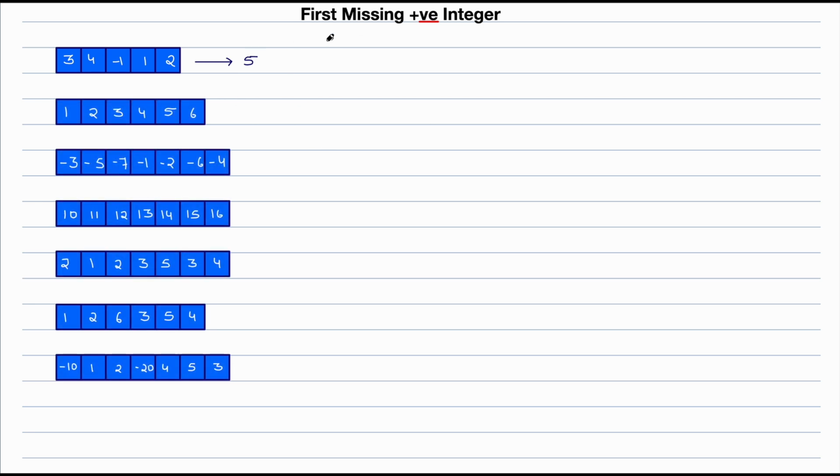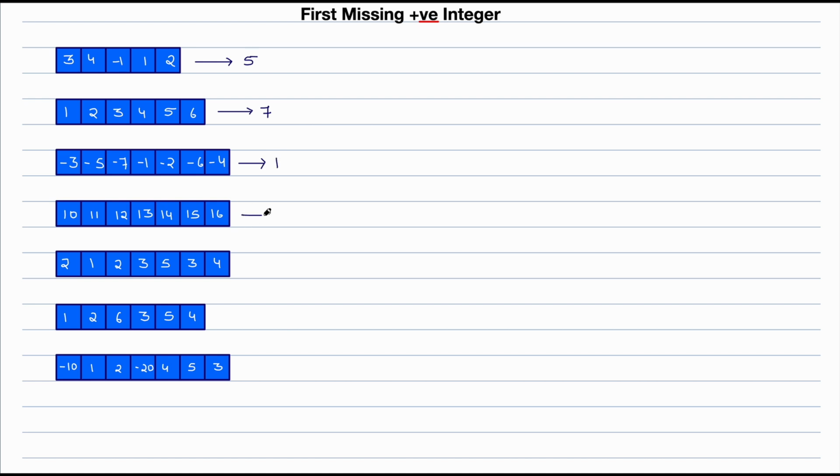In the second example we can see 1 is present, 2 is present, 3, 4, 5 as well as 6 is present, but 7 is not present. So here we have to return 7. Let's see the third example. Here we can see that all the elements are negative. It means that 1 is not present, right? So we have to return 1 as an answer.